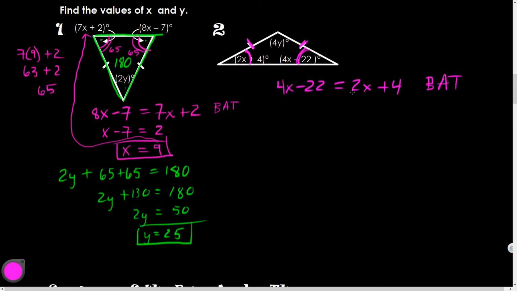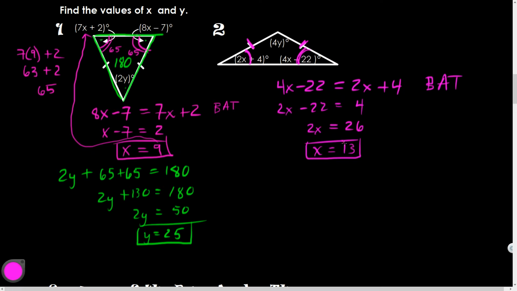So to solve for x, I gotta get those x's together. Subtract 2x from both sides. 2x minus the 22 is equal to 4. And how do I get the x by itself? Yeah, I'll add 22 to both sides. That's equal to 26. Div 2, div 2. X is 13.